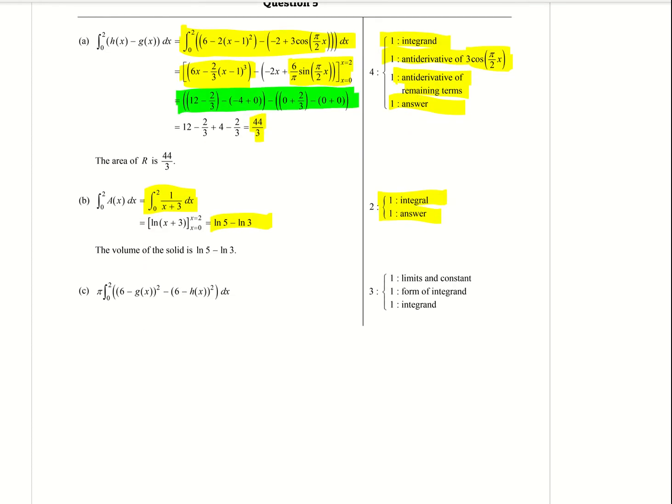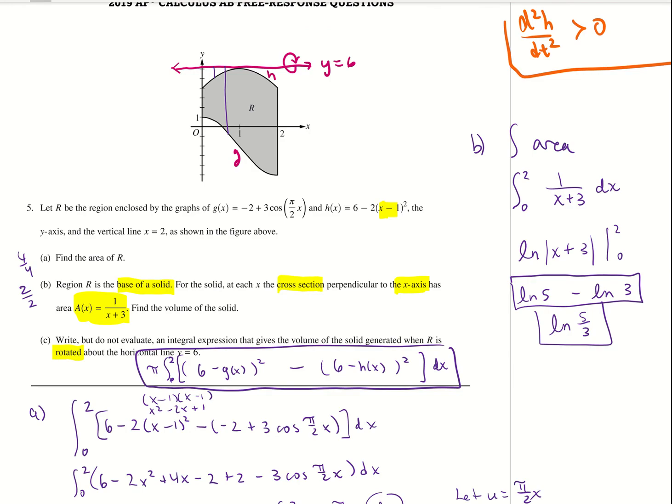All right, we need the correct limits. They're giving us 1 point for just having that pi and the correct limits. Then we need the form of the integrand, meaning washer, basically. Okay, all of this. And then the last points, having the entire integrand correct, including your radii. It needs to be in that order. 6 minus g is a bigger radius than 6 minus h, so it has to be written in that order. So we did it. We got all 3 of those points. Okay, so that was a 9 out of 9.